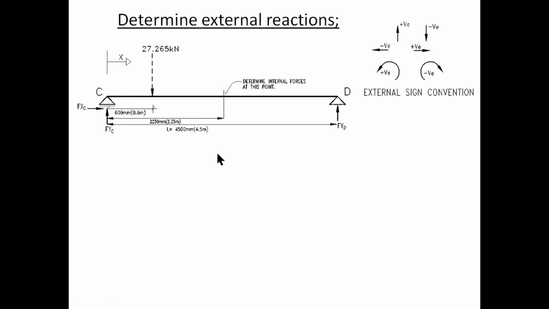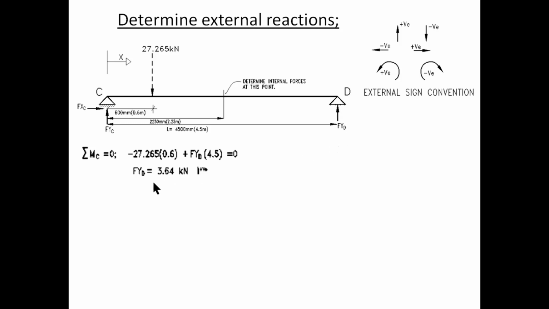First we need to work out the reactions at point C and point D. Like we did in part 1, we'll take the sum of moments at C equal to 0, therefore minus 27.265 times the lever arm of 0.6, minus because it's clockwise, plus FYD multiplied by 4.5, and that is plus because it's going anti-clockwise around C. Therefore FYD is 3.64 kilonewton, and again the answer turned out positive, which means the direction of FYD we have assumed, up, is correct.